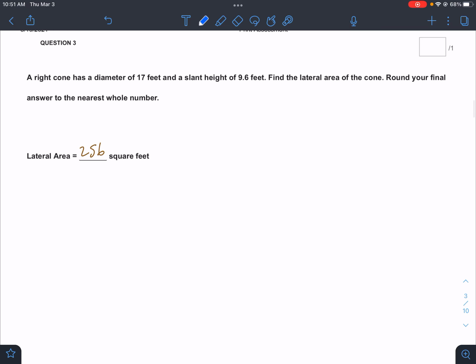A right cone, guys, every shape we've done has been right shapes. Right prisms, right cones. It just means that the top and bottom are perpendicular to each other. We haven't done any other thing, okay? And they're directly above or below each other. A right cone, so a cone where the apex is right above the center. That's all that means. And that's pretty much all we're going to do in this class.